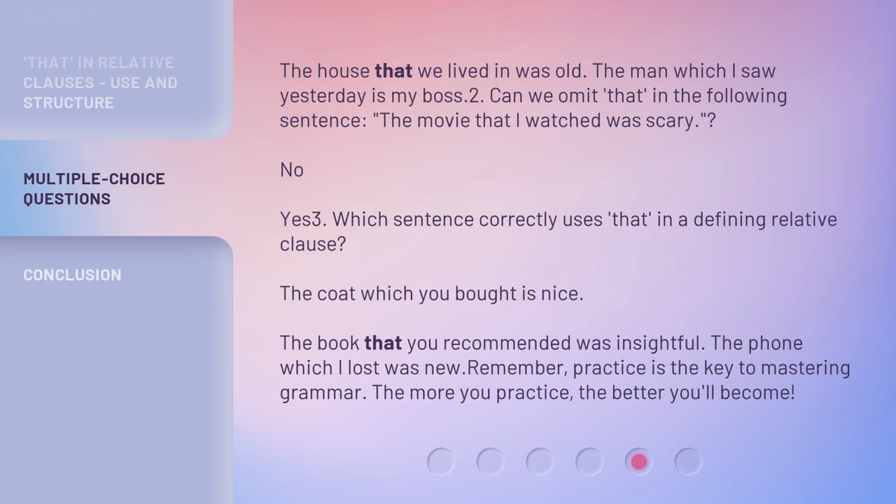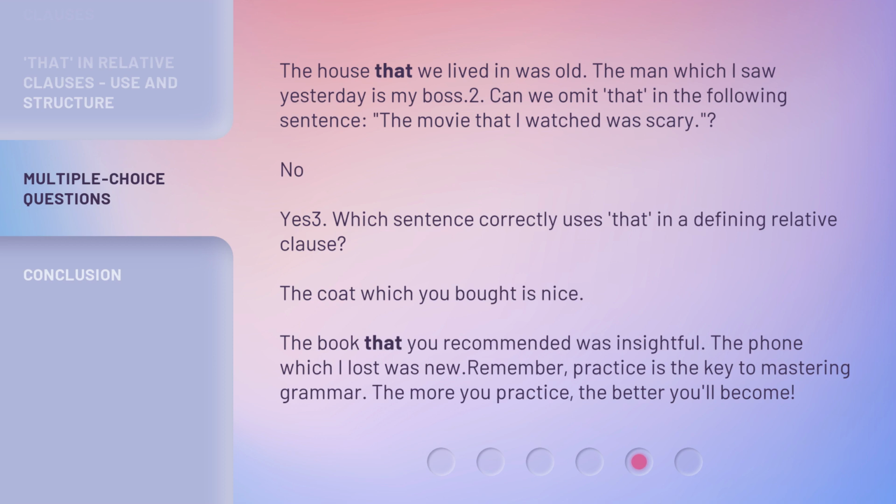2. Can we omit that in the following sentence? The movie that I watched was scary. No. Yes. 3. Which sentence correctly uses that in a defining relative clause? The coat which you bought is nice. The book that you recommended was insightful. The phone which I lost was new.